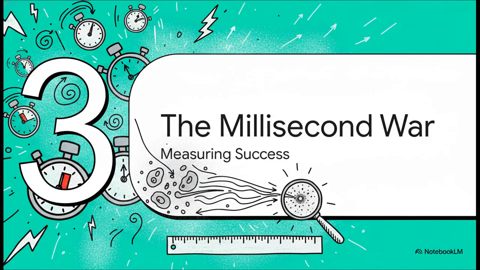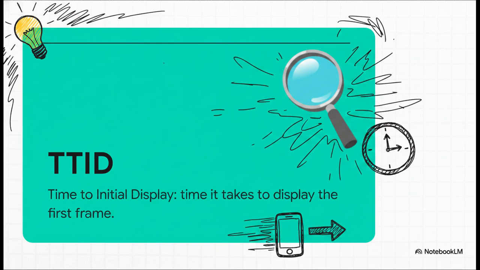Moving to Section 3, the millisecond war, measuring startup success. Because the stakes are so incredibly high, developers are essentially fighting a microscopic war. And as the saying goes, you can't manage what you don't measure. You really need to understand your metrics here. First up is TTID, or time to initial display. This is exactly what it sounds like, the time it takes to show the very first frame of the app. If your TTID is dragging, the app feels completely broken, even if the rest of the data is loading lightning fast in the background. It is absolutely your ultimate first impression metric.